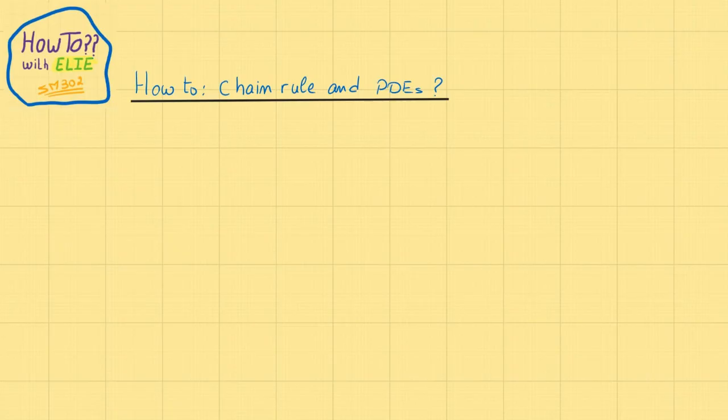Hi, how to solve some PDEs and how to use the chain rule to solve some PDEs. What are PDEs? PDEs are partial differential equations. So these are equations where the variable is a function f and it appears in the equation as itself, f, together with its partial derivatives with respect to all the variables x, y, z, etc.